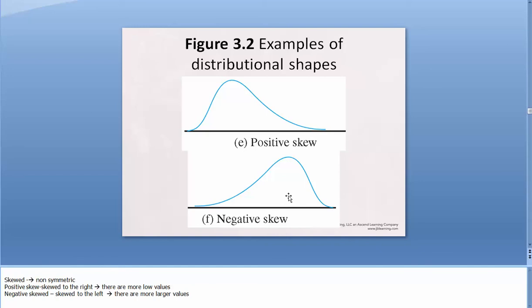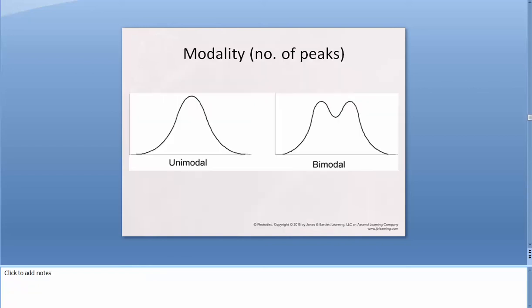Now it's the opposite when you have negatively skewed. The data tend to be taking much higher values. Most of the data, more data is higher for the negatively skewed distributions. Okay, let's go to the next one.